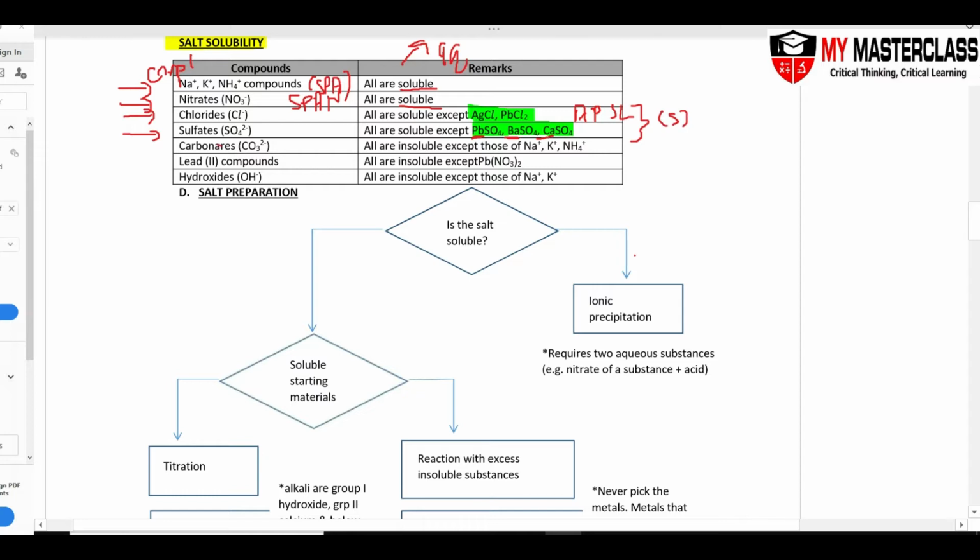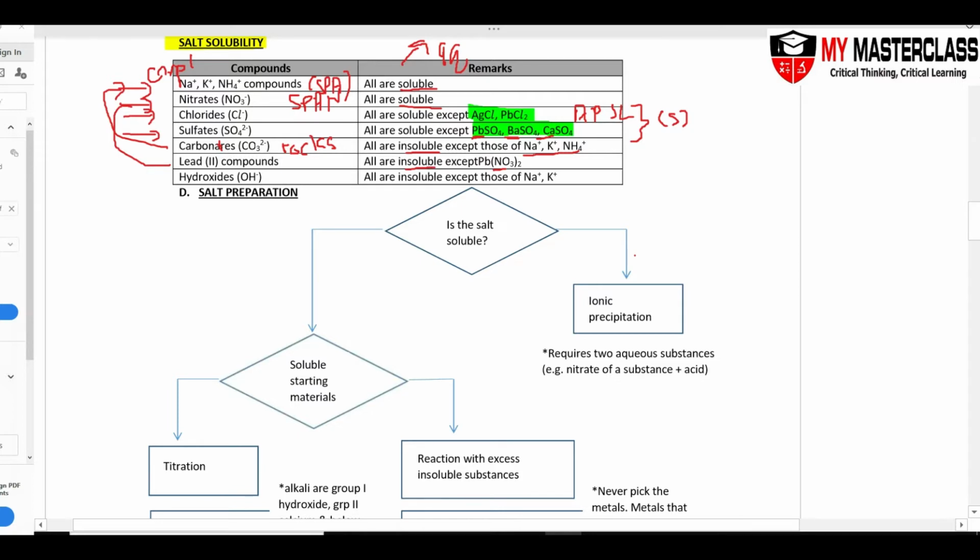Okay, carbonates. Carbonates, these are usually found in rocks, naturally occurring. Okay, so they are all insoluble. Rocks are insoluble, except the SPA. So this one ties back into the first part that we learned. Okay, lead 2 compounds, they are all insoluble, except the nitrate. The same thing ties in with the second one.